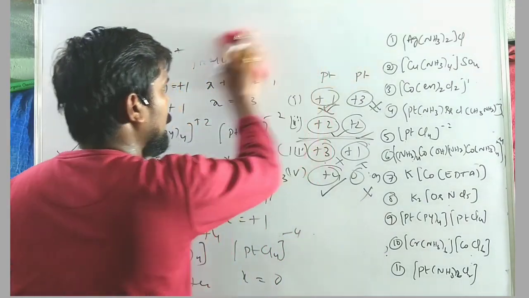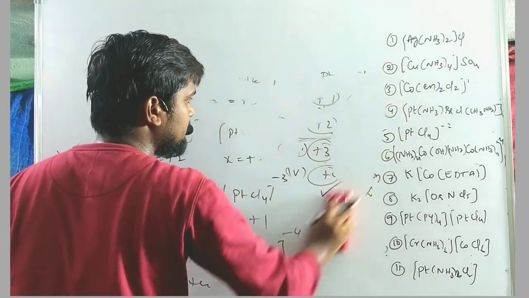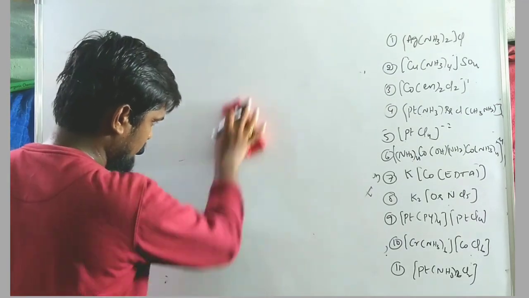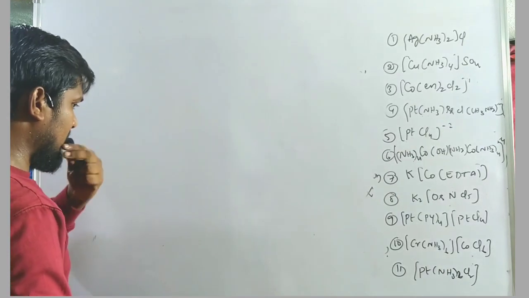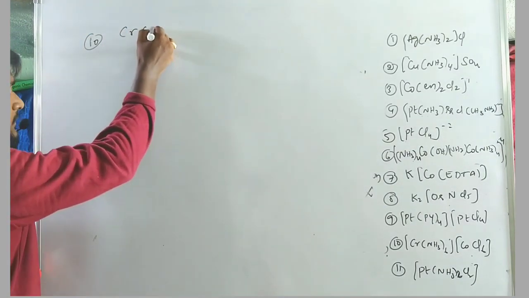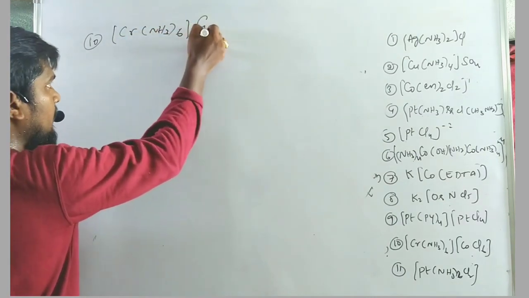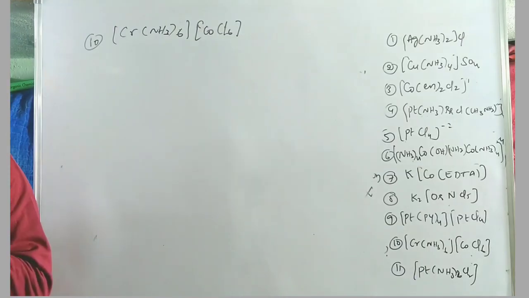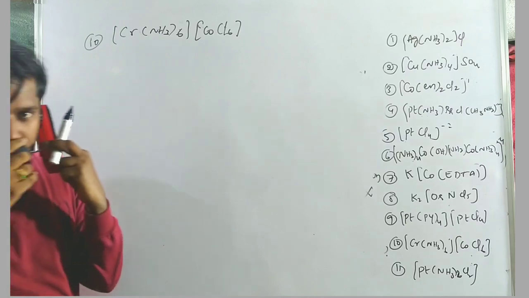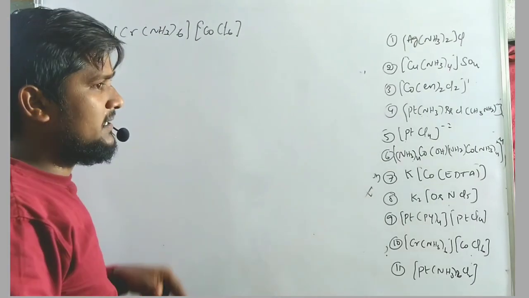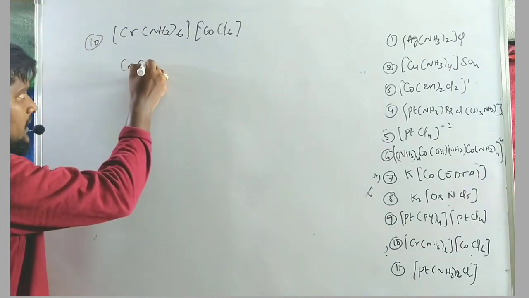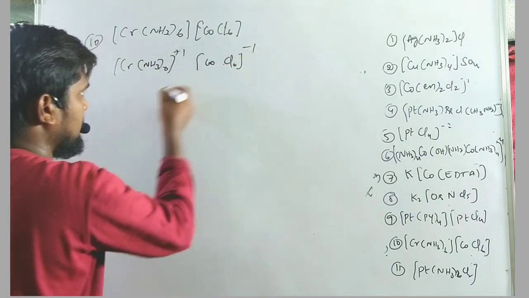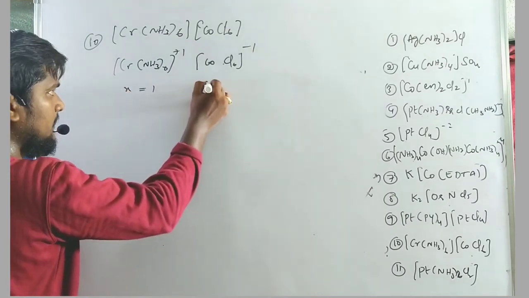Now let us calculate the next example, the 10th one, in the same manner. I'll give this simple hint to calculate the 10th example: [Cr(NH3)6][CoCl6]. So generally, [Cr(NH3)6] here is plus 1, and [CoCl6] here is minus 1. So x is equal to plus 1, and x is equal to plus 5.